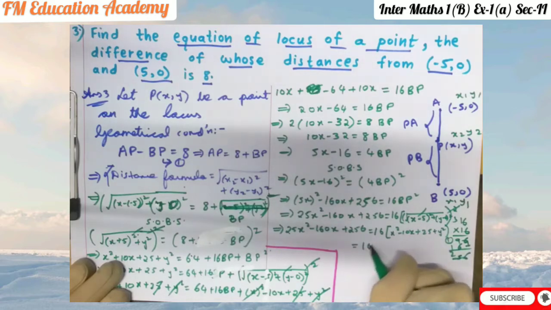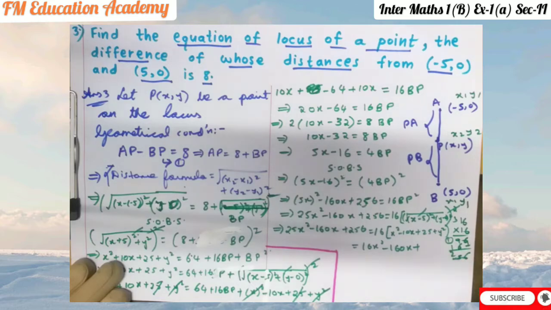Next we'll have 16x square minus 160x plus 400 plus 16y square.